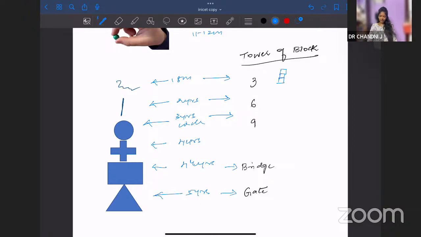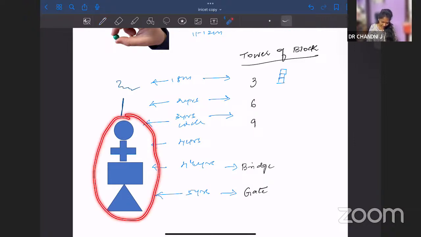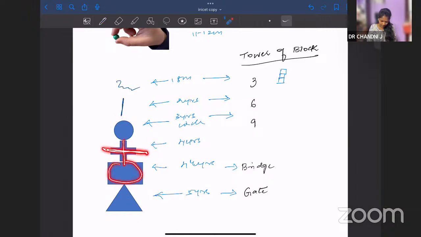5 years, able to build a gate. So this is about the fine motor milestone. If you see here, this is somewhat like a scarecrow, right? The head of the crow, the upper limb, and then the abdomen followed by limbs. So this looks like a scarecrow. You can remember this: 3 years, 4 years, 5 years. Clear with this? This is fine motor.